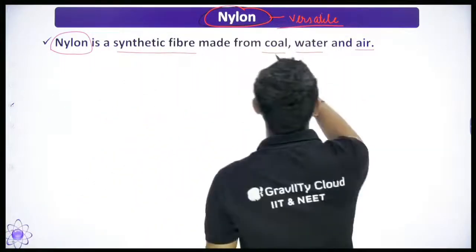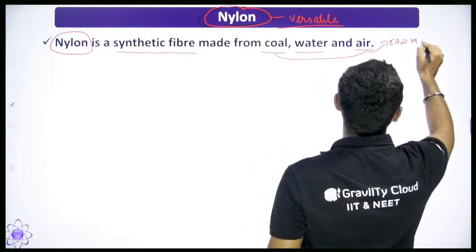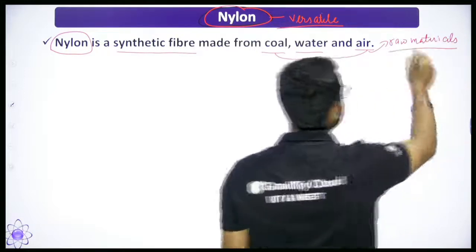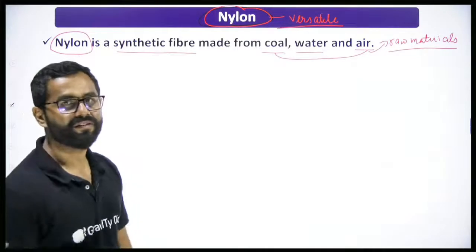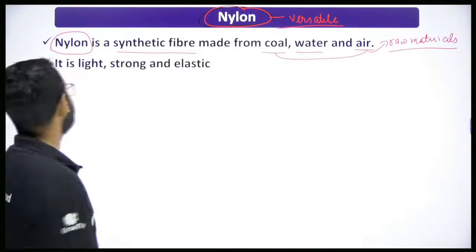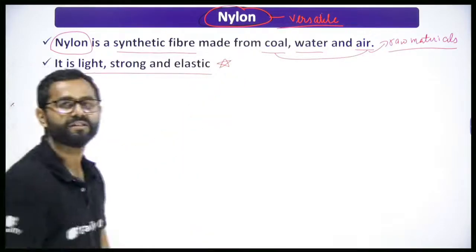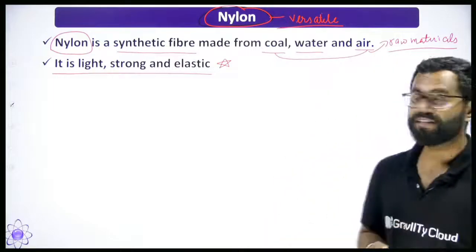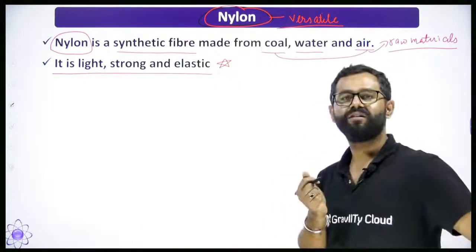That means coal, water and air are the raw materials for the formation of the synthetic fiber, that is nylon. Important is, nylon is very light, very strong and very elastic in nature. Elastic means you can stretch it, right?